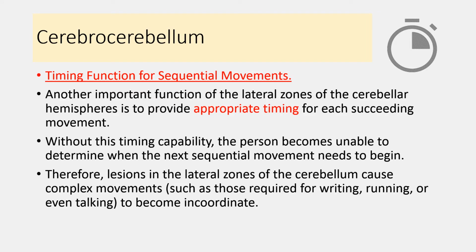Along with planning and programming of the sequential movement, cerebrocerebellum also times the sequential movement. Once the initial movement is over, the next sequential movement begins. Now this next sequential movement begins not too early or too late. So the timing function of the cerebrocerebellum provides proper coordination of the sequential movements. In a patient with damage to the neocerebellum or the cerebrocerebellum, incoordination of the sequential movement is commonly observed.